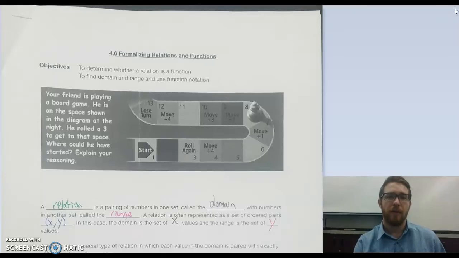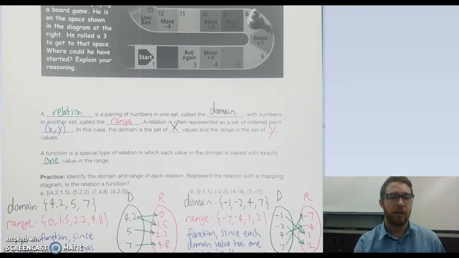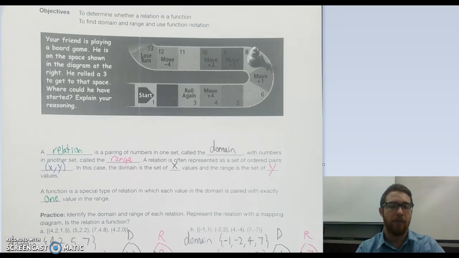Continuing a bit where you left off last time, we're talking now about formalizing relations and functions. So we're going to do two things. We're going to determine whether a relation is a function, and we're also going to find domain and range to use function notation.